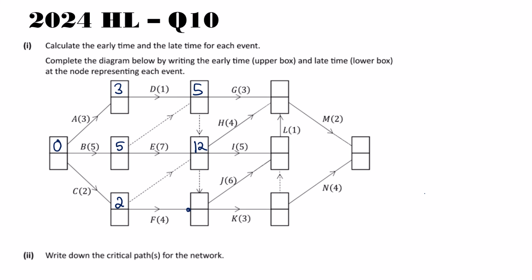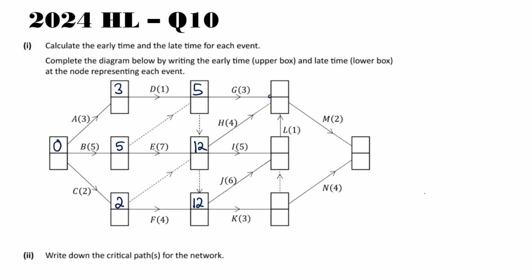We then have 2 activities feeding in here. I have a 12 or I have a 6. I'm going to go with the bigger of those two numbers, which means I have a 12. Those dummy activities are all very complicated, so you just really need to keep an eye on them.